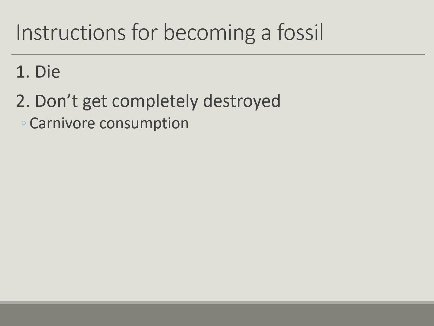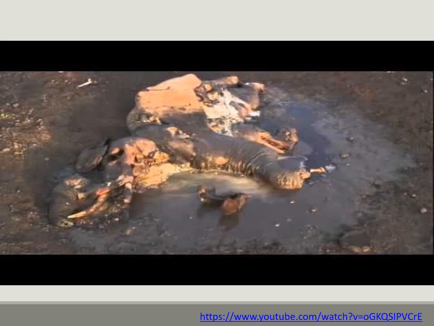And the ways you get completely destroyed are through carnivore consumption. That's a very common one. Carnivores come along and just chew up your bones, accidentally swallow your teeth. Here's an example of that. I have no idea how this is going to work with me recording this lecture, but you can see the taphonomic process in action.